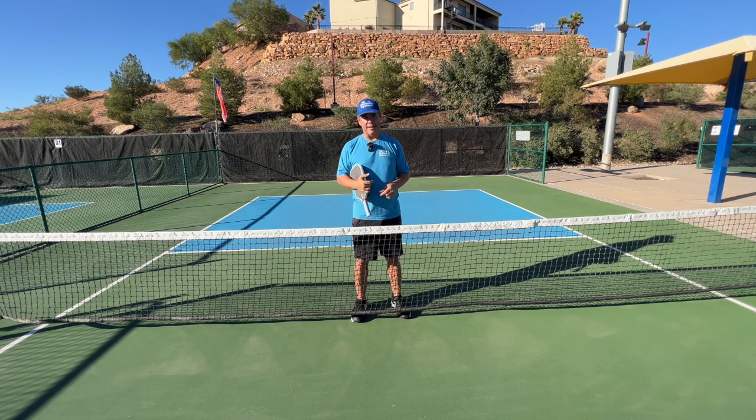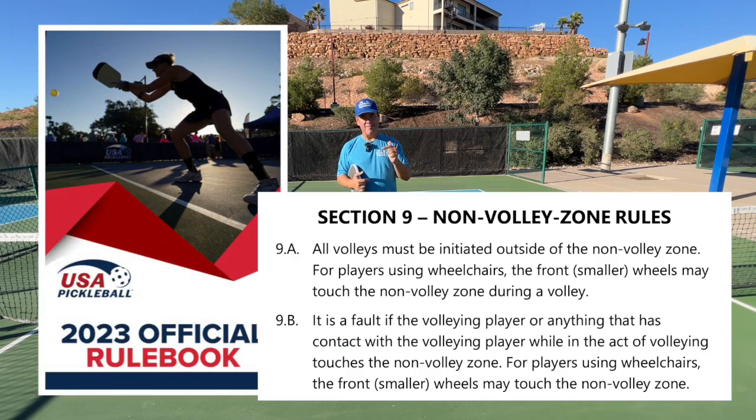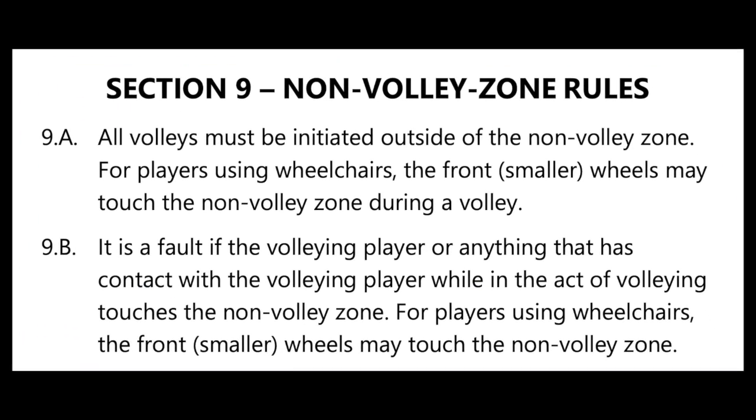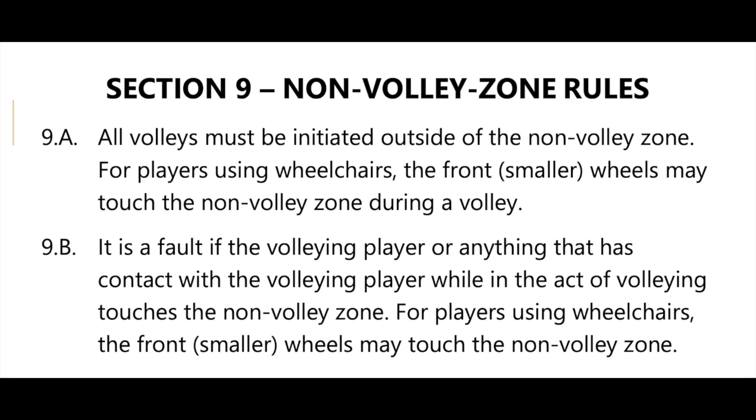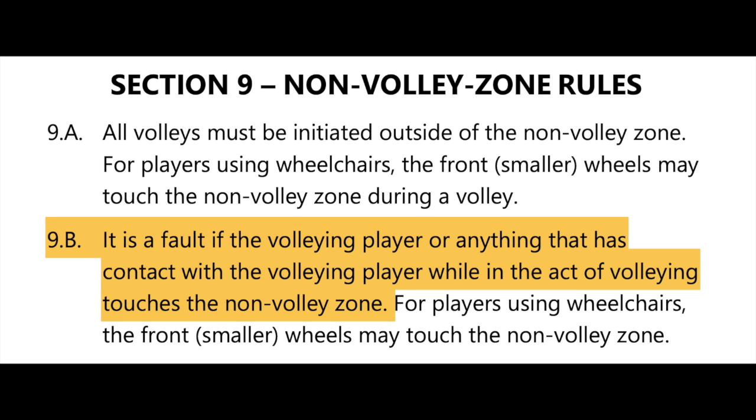As we jump into the scenarios, first thing we've got to do, let's pull out the rule book and look at the non-volley zone rule. The non-volley zone rule comes in 2 parts. 9A provides that volleys must be initiated outside of the non-volley zone. 9B specifically provides that it is a fault if the volleying player, or anything that has contact with the volleying player while in the act of volleying, touches the non-volley zone.